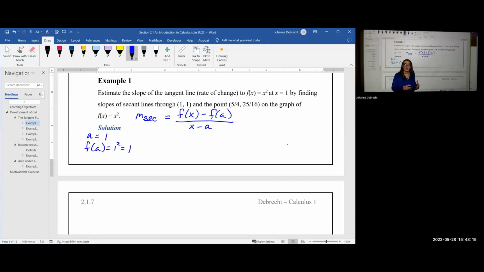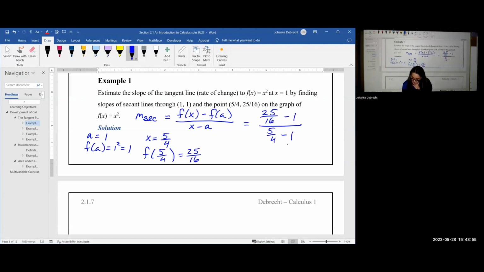Now, the next point I want to consider is x, which has been moved over a little bit from a, which becomes 5/4. So I have x equals 5/4, and then I need to find the function value at 5/4. And when I square it, I get 25/16. If I plug these values into the difference quotient, I get 25/16 minus 1, all divided by 5/4 minus 1.